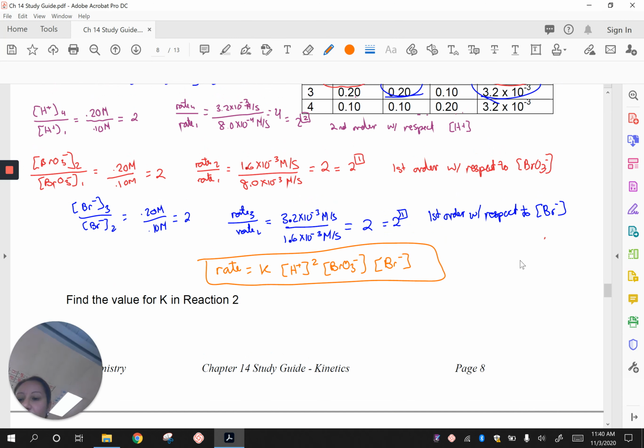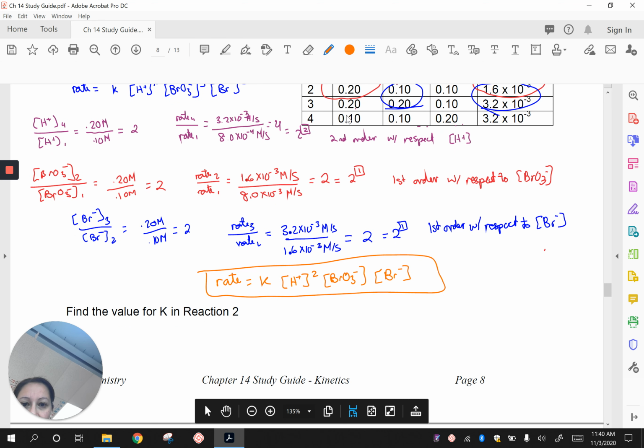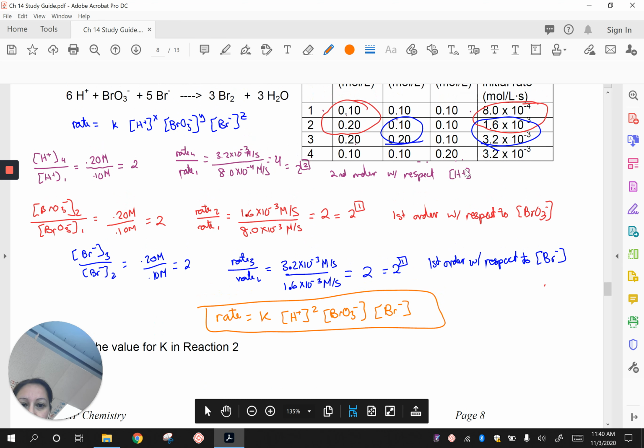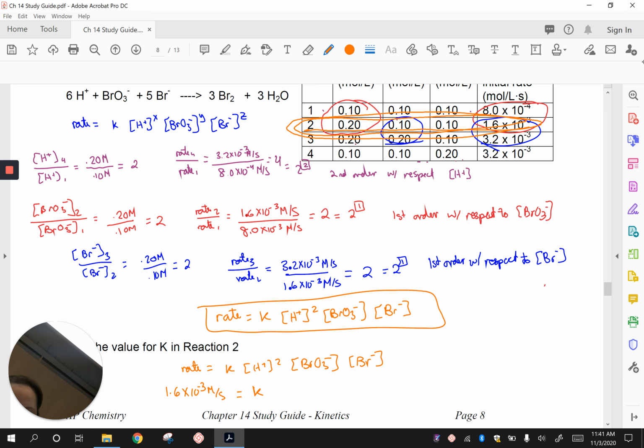Okay, next we want to find the value for K in reaction 2. So we're going to look at reaction 2 right here. Sorry, it's kind of messy. But I'm going to rewrite this: rate is K times the concentration of H plus squared times the BrO3 minus times the Br minus. My rate for experiment 2 is 1.6 times 10 to the negative third molar per second, which is equal to K times the concentration of H plus.